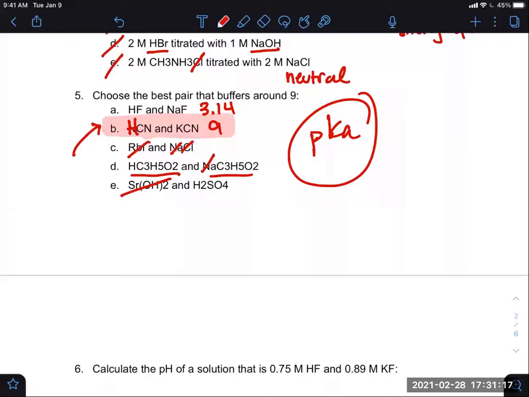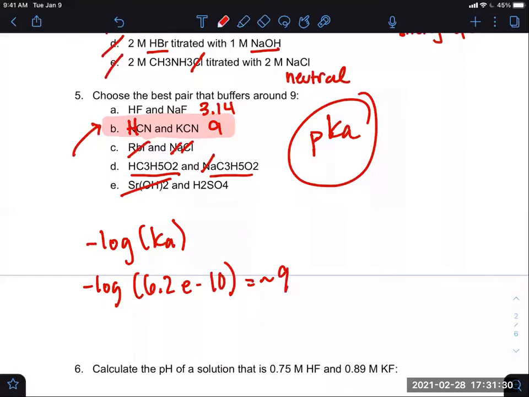How did you find pKa? pKa is the negative log of the Ka. So if you take the Ka of HCN, you'll do negative log, I believe it's 6.2 E negative 10, and you will get around 9. And that'll be your answer here, because we're looking for something around 9. Hopefully that makes sense.